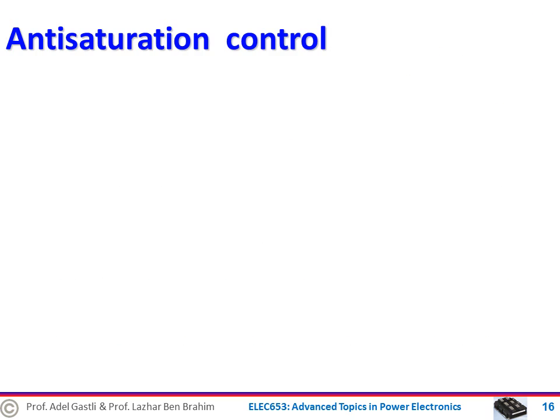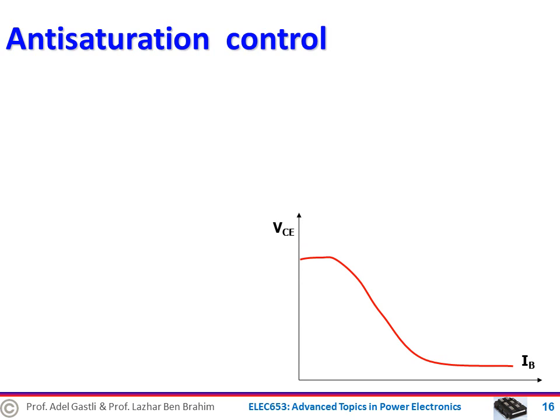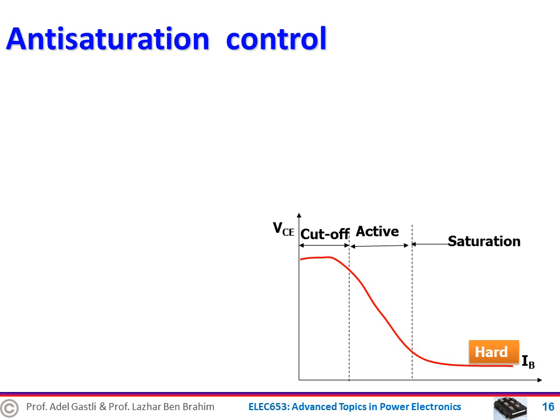Next, we'll see how anti-saturation control can be realized. Let's first recall the BJT characteristic of the collector emitter voltage VCE versus base current IB shown here. We have a cutoff region in which the transistor is open and the voltage VCE is at maximum value. Then the active region is the linear region where the voltage VCE is proportional to the base current. And finally, the saturation region where the voltage VCE saturates and does not decrease further even when the transistor is driven hard. It means that when IB becomes higher and bigger.